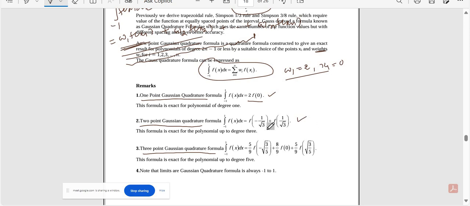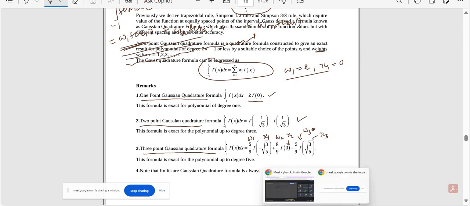Yes, sir. Okay. And the 3-point Gaussian quadrature formula. There are 3 terms. So they started with W1 is equal to 5 by 9, X1 is minus root 3 by 5, W2 is 8 by 9, X2 is 0, then W3 is 5 by 9, and X3 is root 3 by 5. Okay, f of root 3 by 5. So this is your 3-point Gaussian quadrature formula.